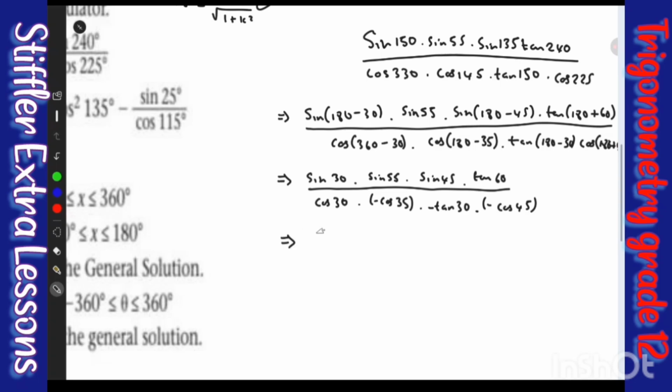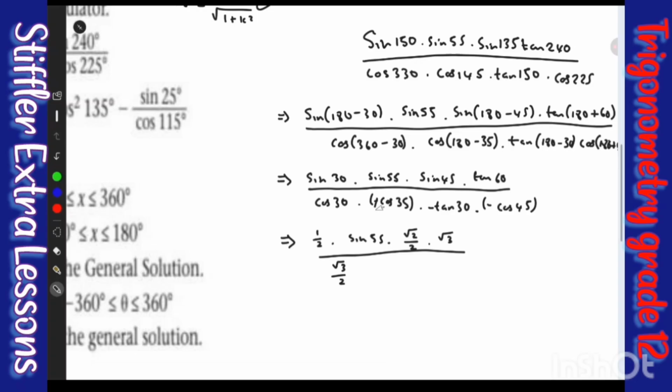So let's simplify that further. So sine of 30, we know that it is equivalent to half, but sine of 55 we don't know, so let's just leave it like that for now. And then sine of 45, it is root of 2 over 2. And then the tan of 60, what does the tan of 60 give us? It's root of 3. And then cos of 30, it is root of 3 over 2. And this one, it is negative.